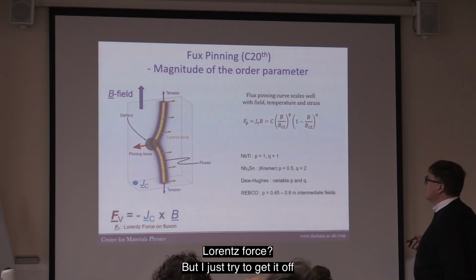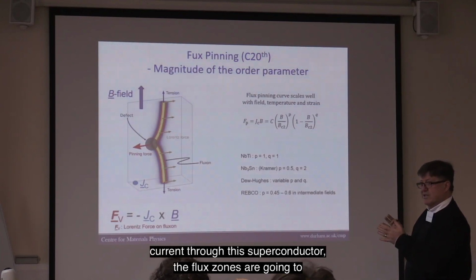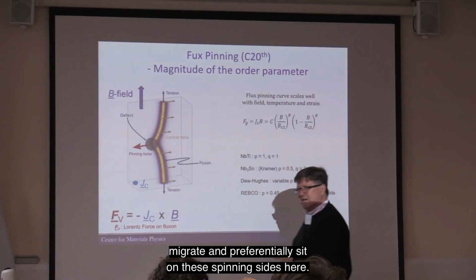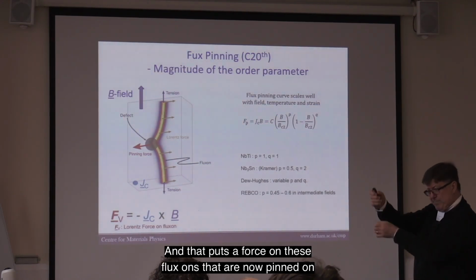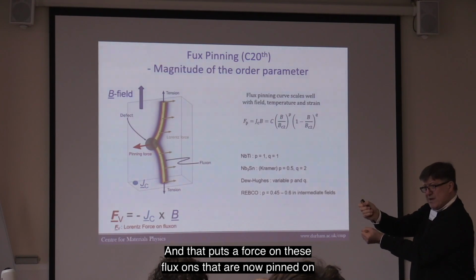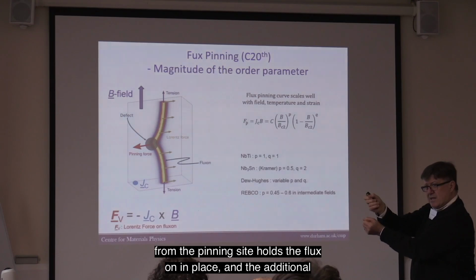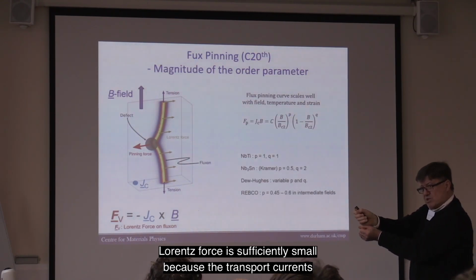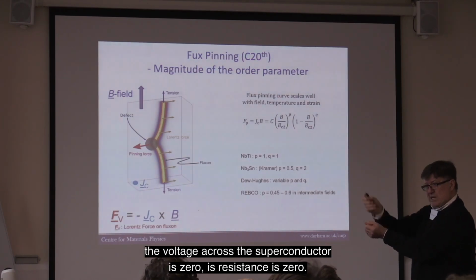Rather than just shutting it off right away. So if I don't put any transport current through this superconductor, the fluxons are going to migrate and preferentially sit on these pinning sites here. And then I put a current through the superconductor, and that puts a force on these fluxons that are now pinned on this pinning site. At the beginning, the pinning from the pinning site holds the fluxon in place, and the additional Lorentz force is sufficiently small because the transport current's small, so it doesn't move. And if it doesn't move, that means the voltage across the superconductor is 0.